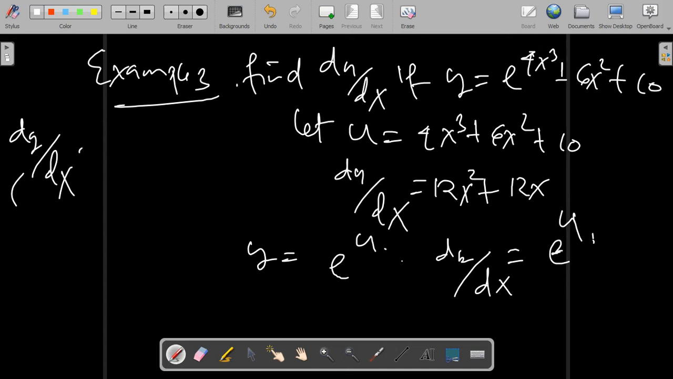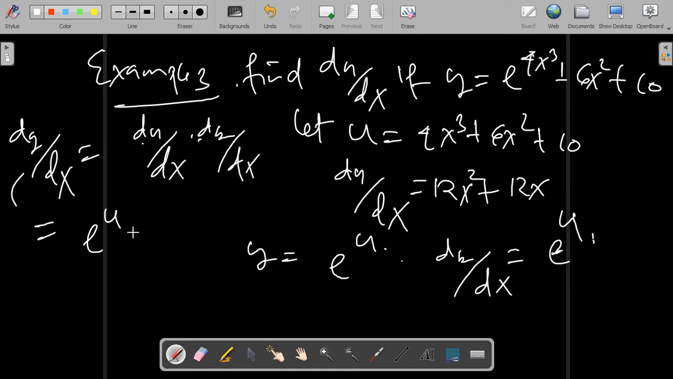dy over dx is equal to dy over du times du over dx. So this is like to say it will be e raised to the power of u, where u is 4x cubed plus 6x squared plus 10. We take out this figure and multiply together with du over dx. That will give you dy over dx, which is equal to e raised to the power of u times 12x squared plus 12x.